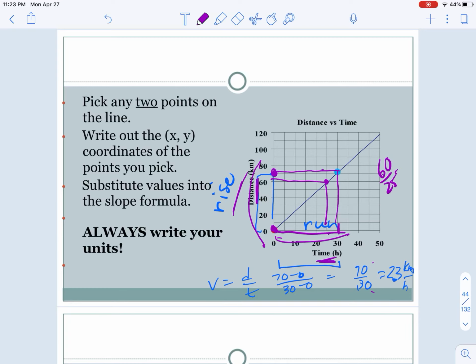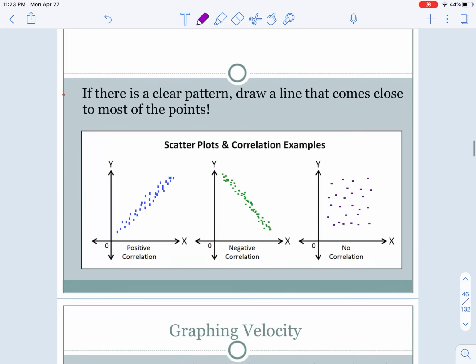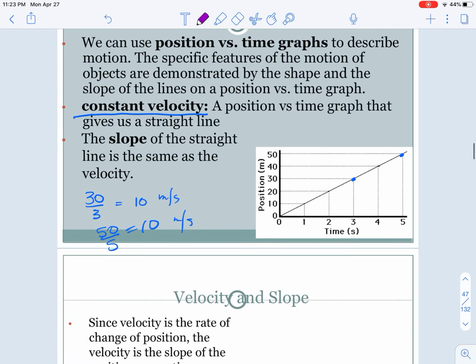So on a rise over run, it really doesn't matter which spots you use. You should be able to get the exact same velocity no matter where you calculate your rise over run.